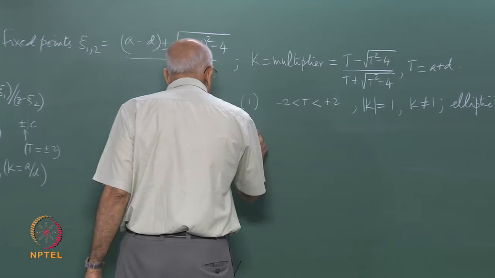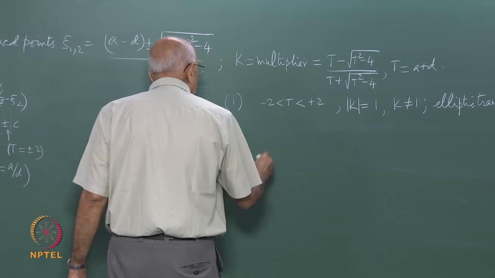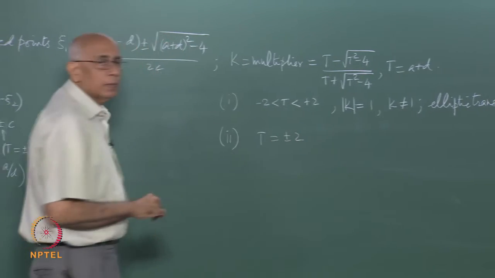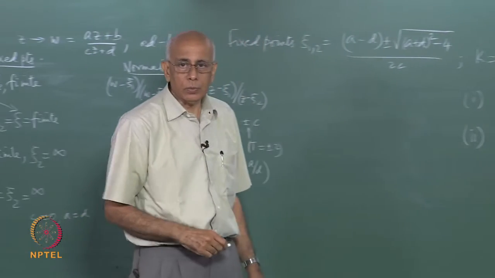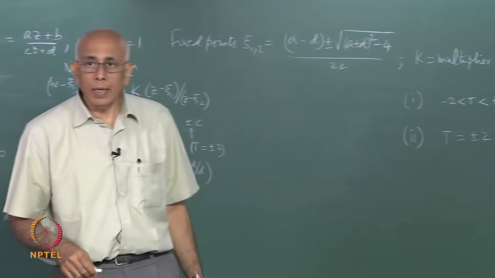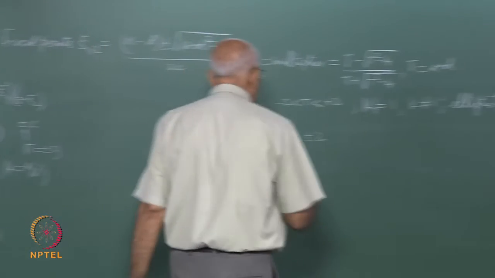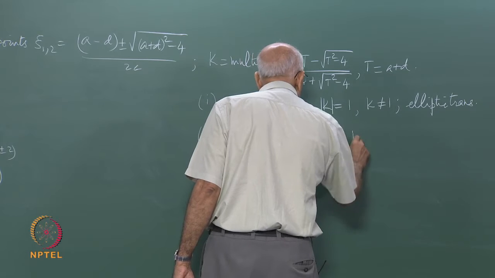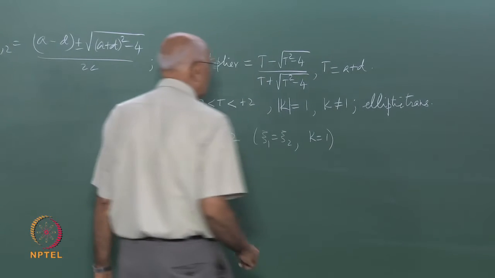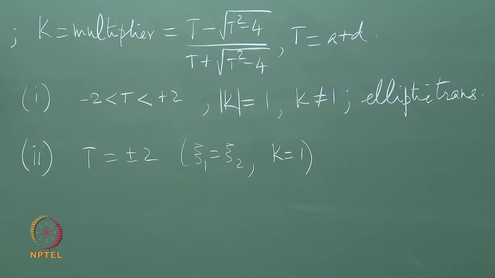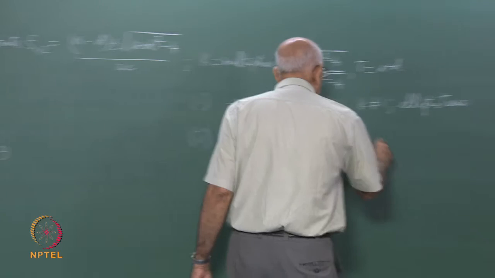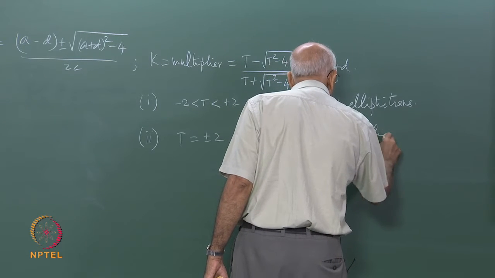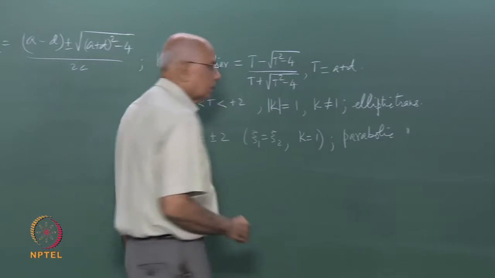The second case is when t equal to plus or minus 2, real and plus or minus 2. Now the two fixed points coincide and k equal to 1. This transformation is called a parabolic transformation.